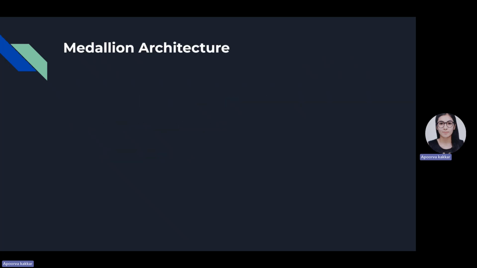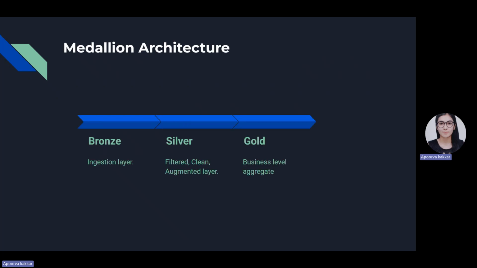So let's start with the medallion architecture. What is it? It is a data design pattern that logically organizes data in our data lakehouse. There are three layers in this architecture, which are bronze, silver, and gold.